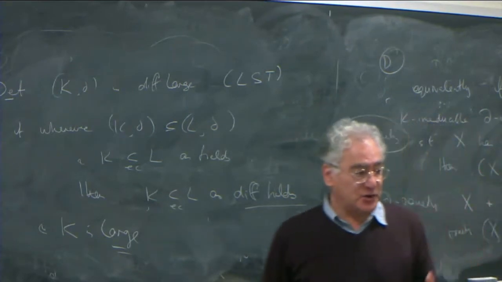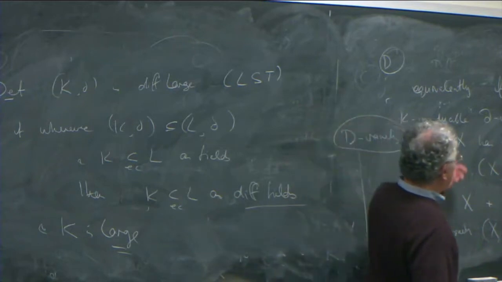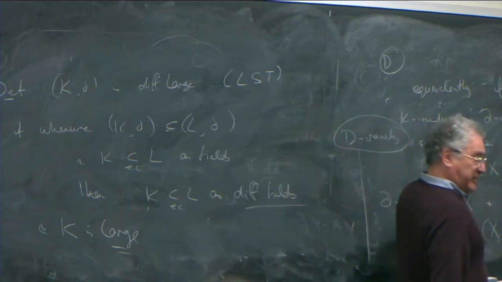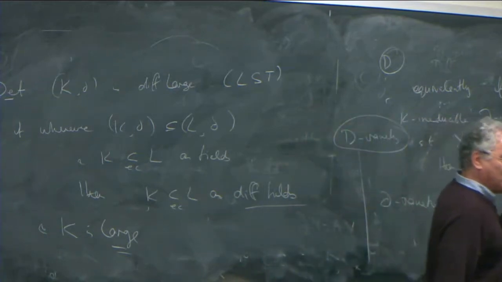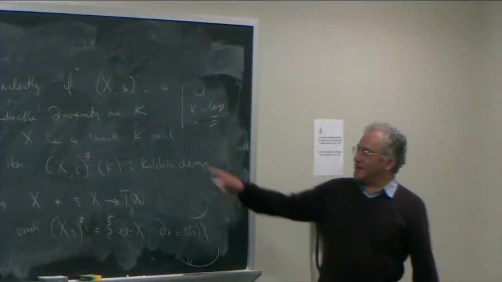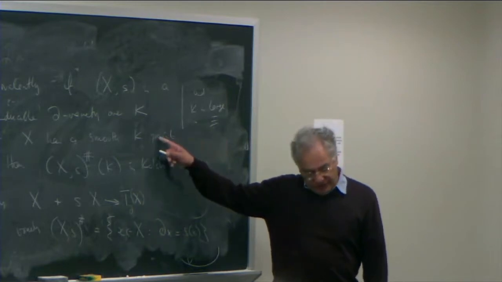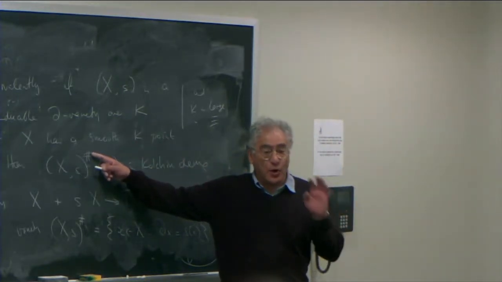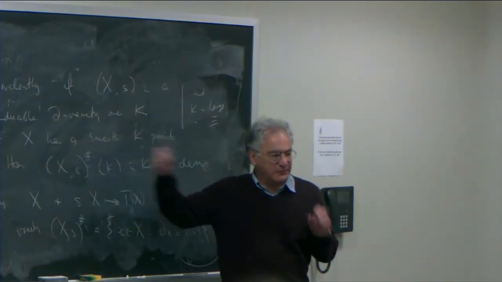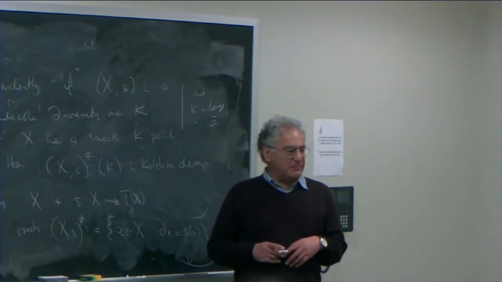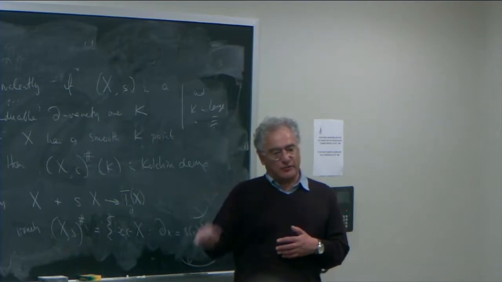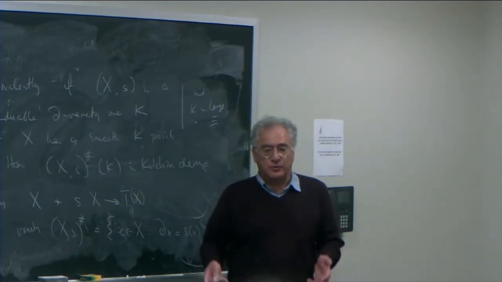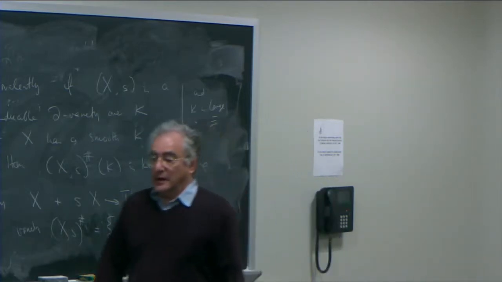You say that largeness means that X has a heuristic density of points. It's like saying the following: if X has a heuristic density of points, then X sharp has a Kolchin density of points. So it's a very strong condition. It's just saying if there are many points on an algebraic variety, then there are many differential points. Okay, so that's it. Now, a kind of example.